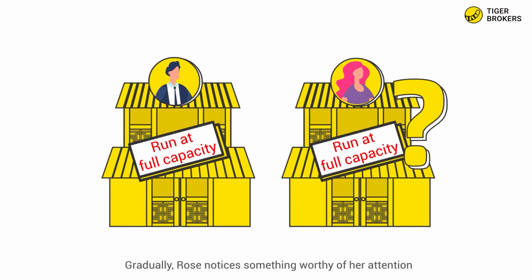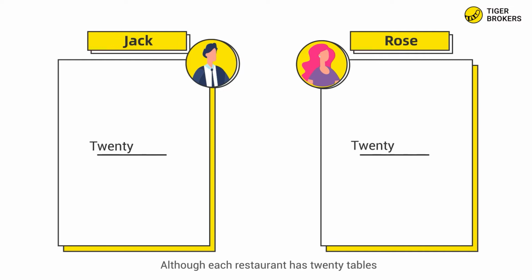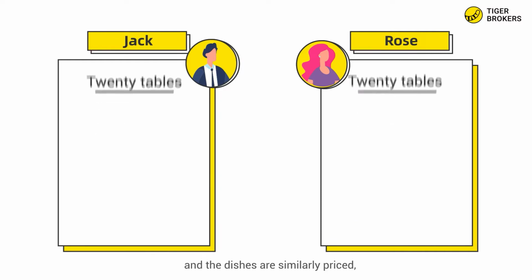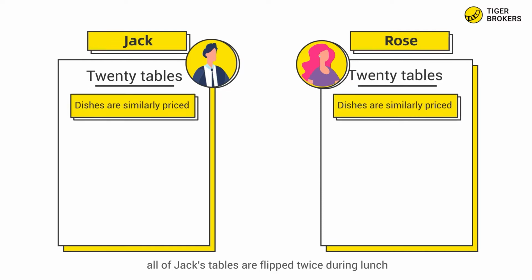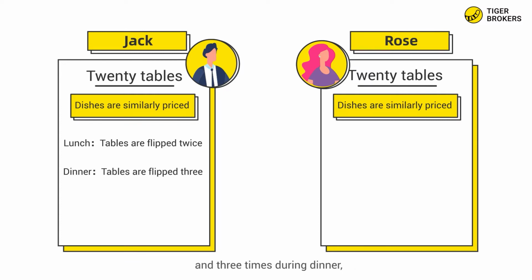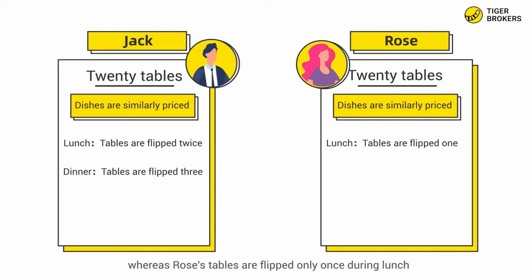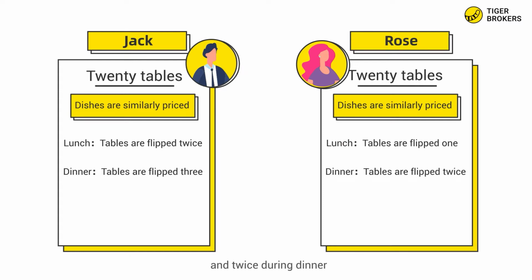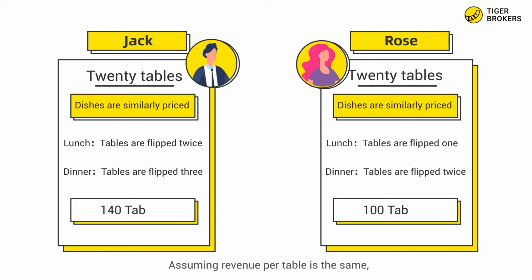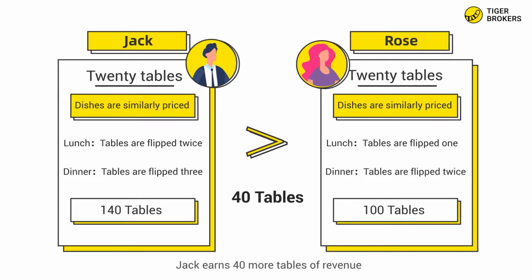Gradually, Rose notices something worthy of her attention. Although each restaurant has 20 tables and the dishes are similarly priced, all of Jack's tables are flipped twice during lunch and 3 times during dinner, whereas Rose's tables are flipped only once during lunch and twice during dinner. Assuming revenue per table is the same, Jack earns 40 more tables of revenue. This is no small sum.